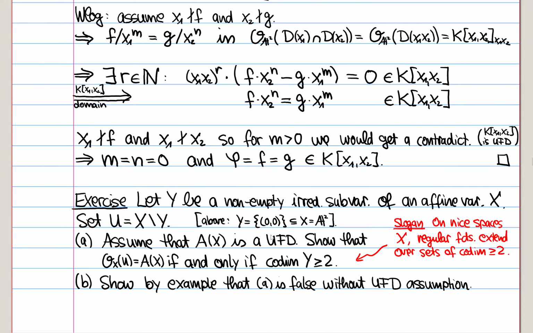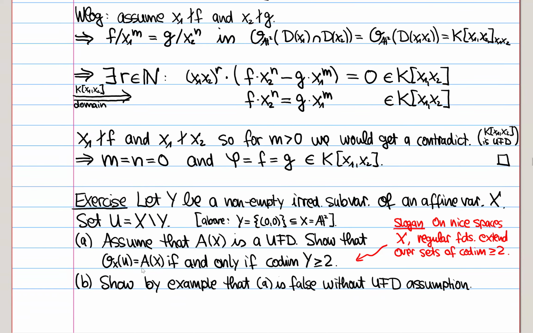Then two parts. First, assume that we have this UFD condition, which we already used before. Assume that this is a UFD, then the claim is the ring of functions on U equals the entire ring of functions if and only if the codimension of Y is at least 2. That's certainly the case here because the dimension of a single point is 0. It sits inside a two-dimensional space, so the codimension is 2. And so this part A would also apply to the special case, which we did by hand.